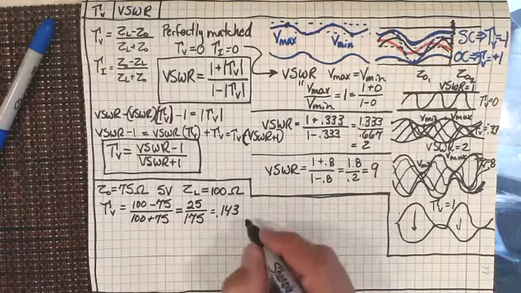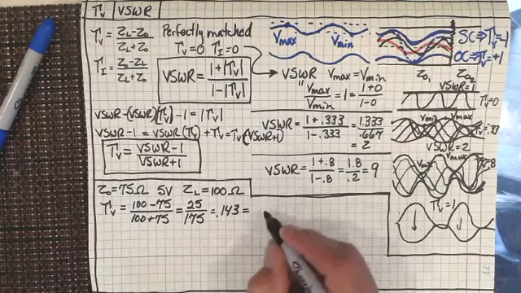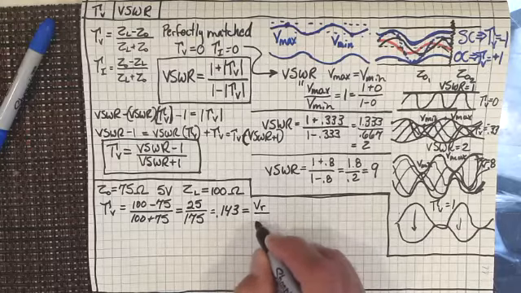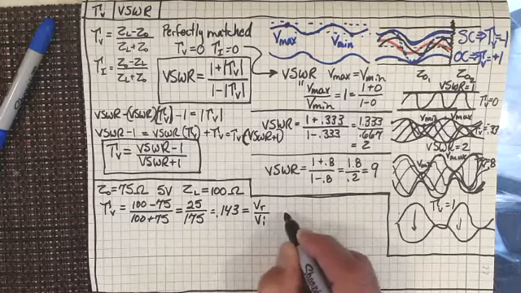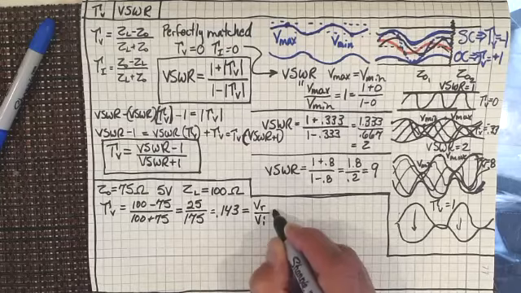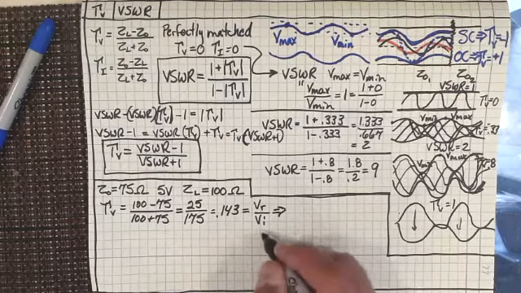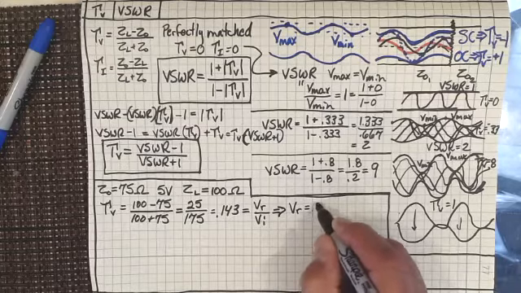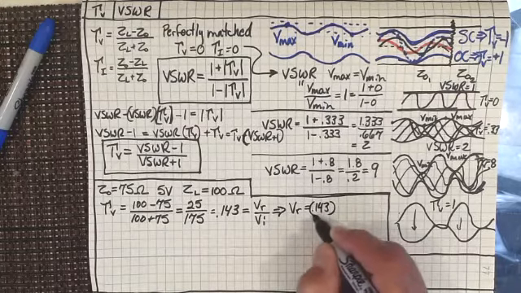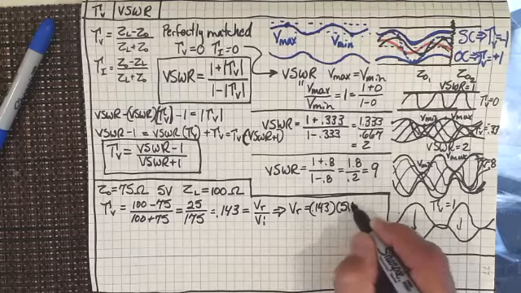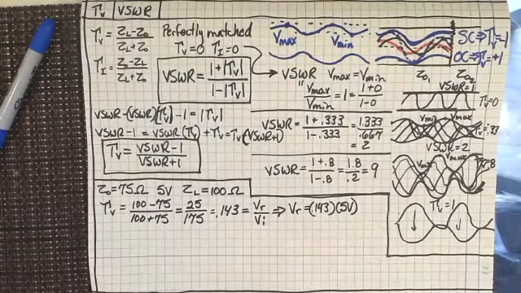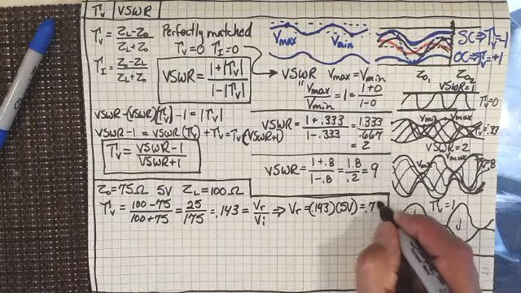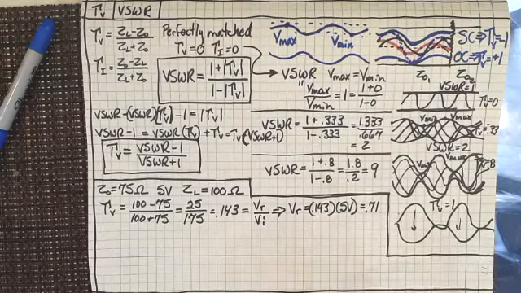That also tells me what my reflected voltage is, doesn't it? Because we know the voltage reflection coefficient is my reflected voltage over my incident voltage. And we know what our incident voltage is. It's 5 volts. So my reflected voltage is going to be 0.143 times my 5 volts that are going in. And that gives me a reflected voltage of 0.71 volts.